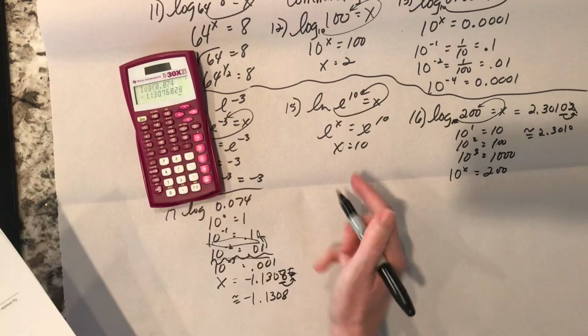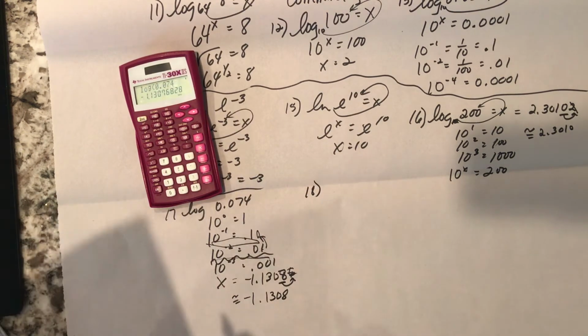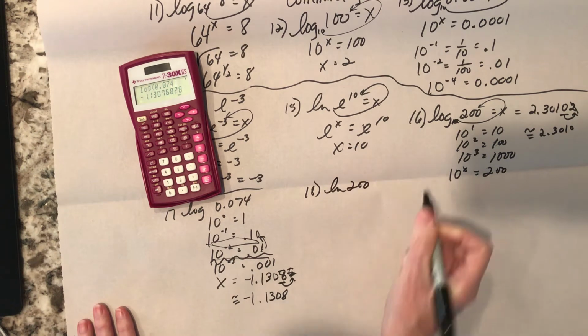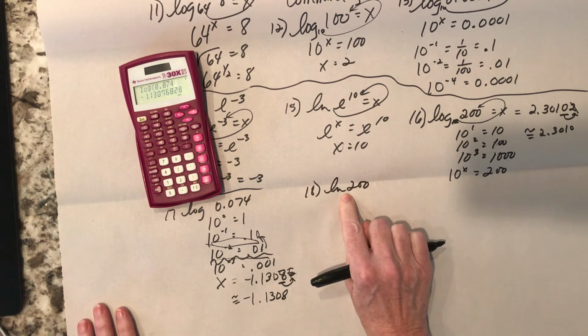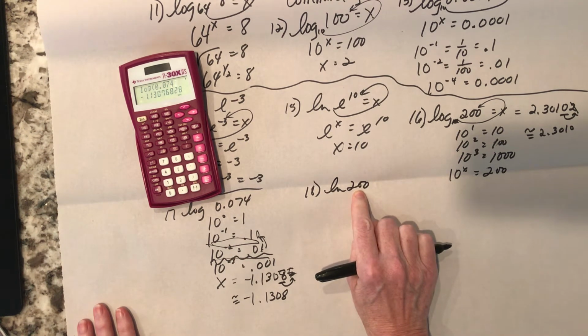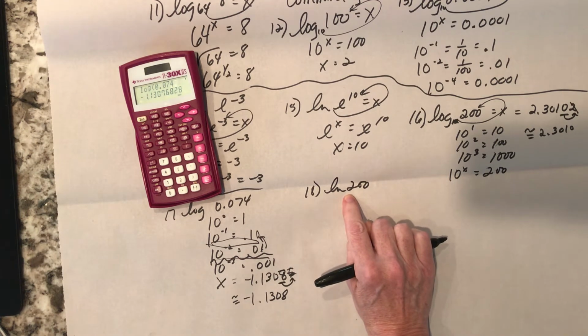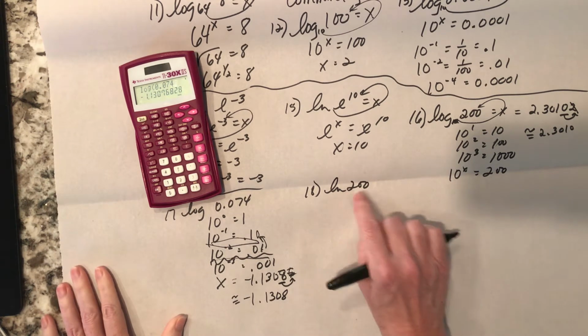Okay, let's look at number 18. Natural log of 200, ln of 200. What do you have to raise e to make it be 200? E is about 2.7. So it's like 2 or 3, rounds to 3. So 3 to the 4th is 81. 3 to the 5th is 243. So we're going to be between 4 and 5 in there.